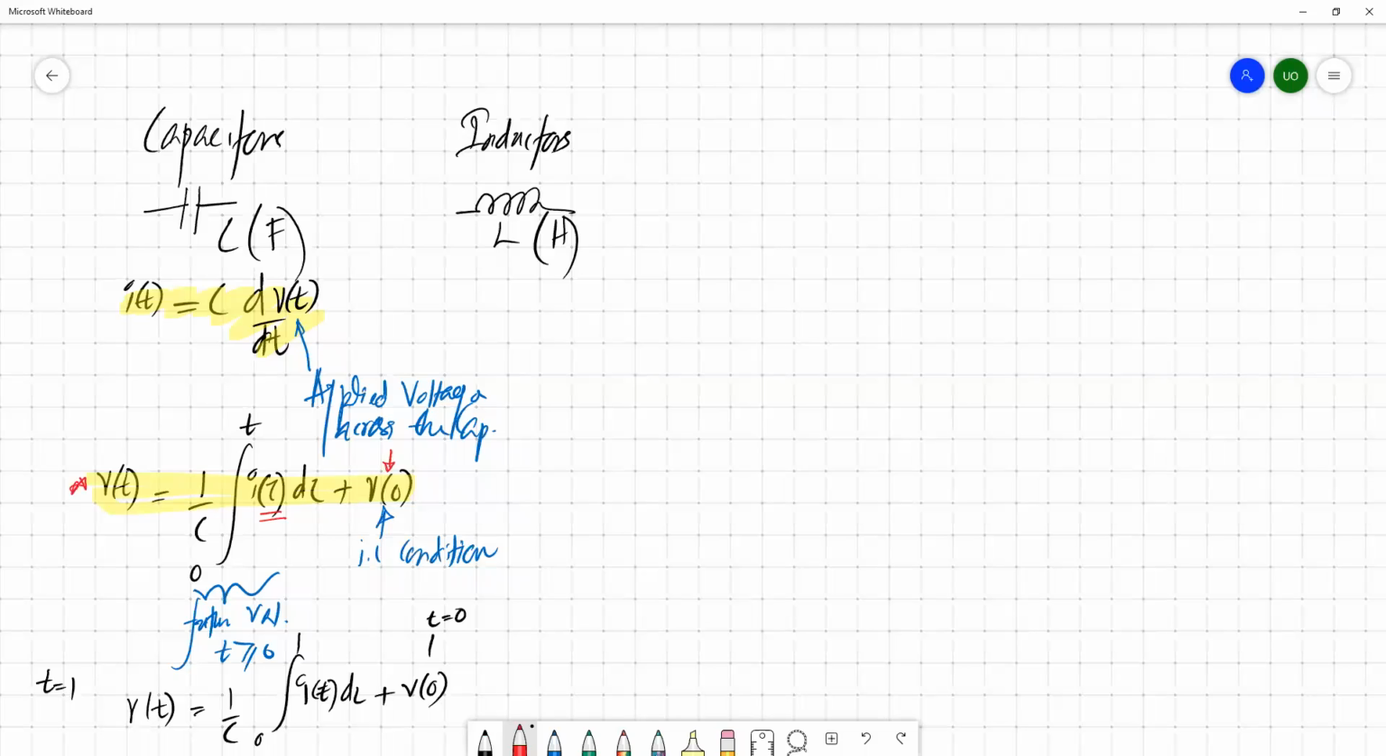Normally in questions, this is given. It may be 0, it may be a non-zero value. Depending on the value, whatever the voltage is should simply vary.